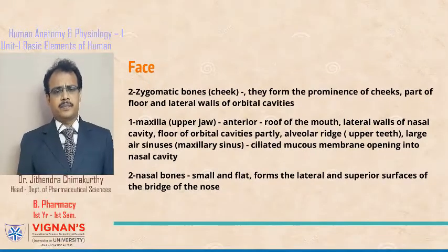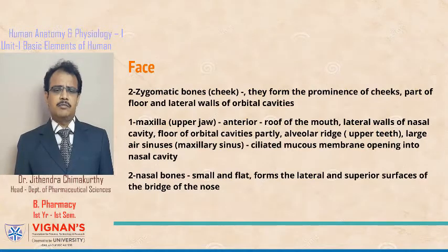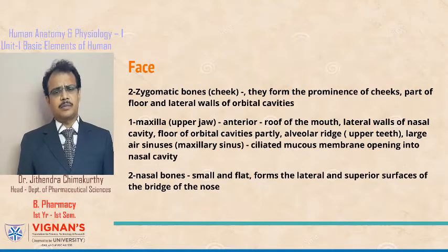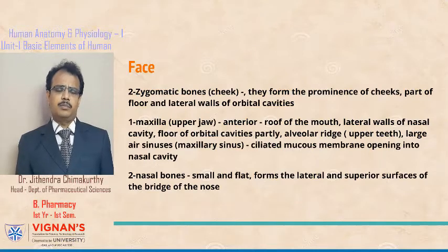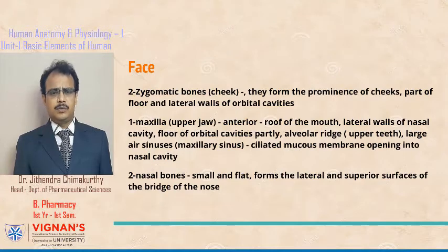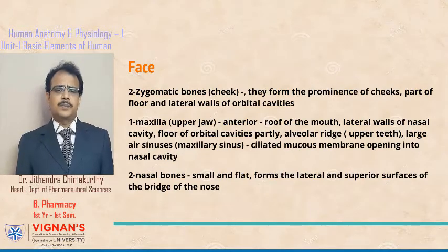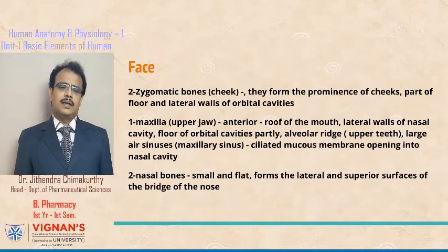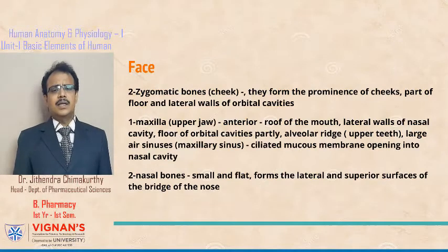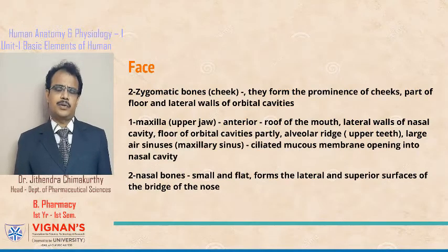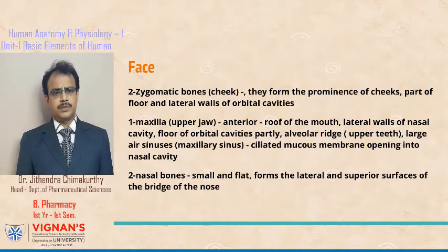There is a zygomatic bone which forms articulation with the zygomatic process of temporal bone, which forms the arch of the cheekbone, and this zygomatic bone also forms the base and lateral walls of the orbital cavities, and they are also called the cheekbones.